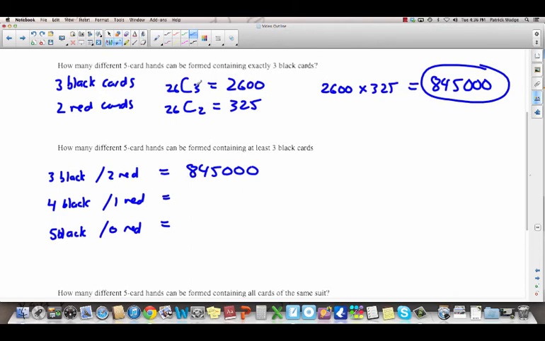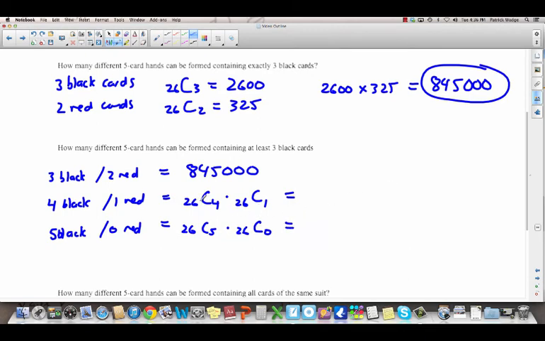Well, it's going to be very similar to what we did up here. 4 black, well, out of the 26 black cards, we want to choose 4, and then we have to multiply that by, in the reds, of the 26 red cards, we want to choose 1. So we got to figure that out. Let's do this at the same time. 5 black. Well, of the 26 black cards, we want to choose 5, times, out of the 26 red cards, we want to choose 0. That's fine. You can do that. We'll talk about that in a second.